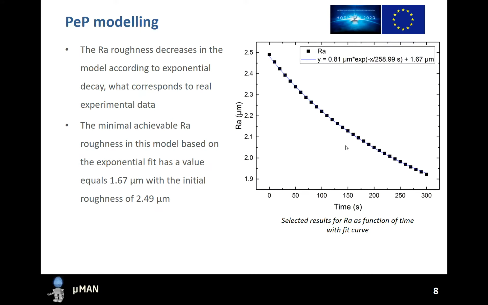To analyze the polishing effect, the roughness parameter Ra was calculated in the model. The result shows that the roughness decreases in the model according to exponential decay, which corresponds to real experimental data.